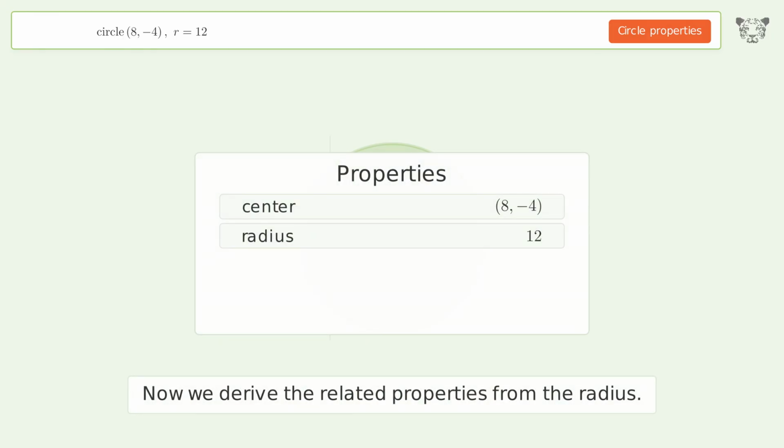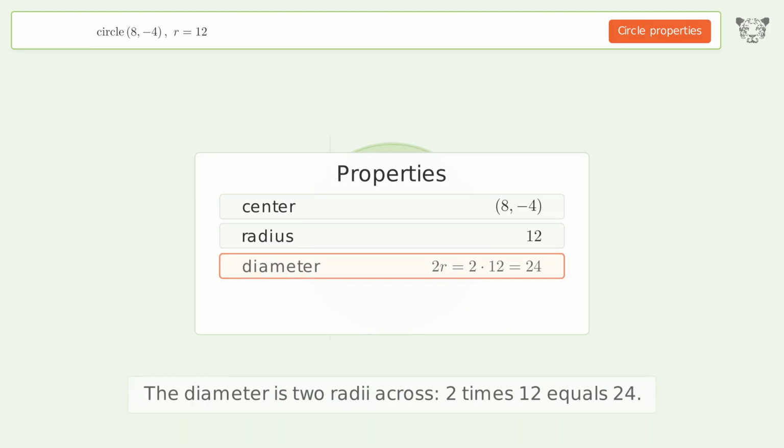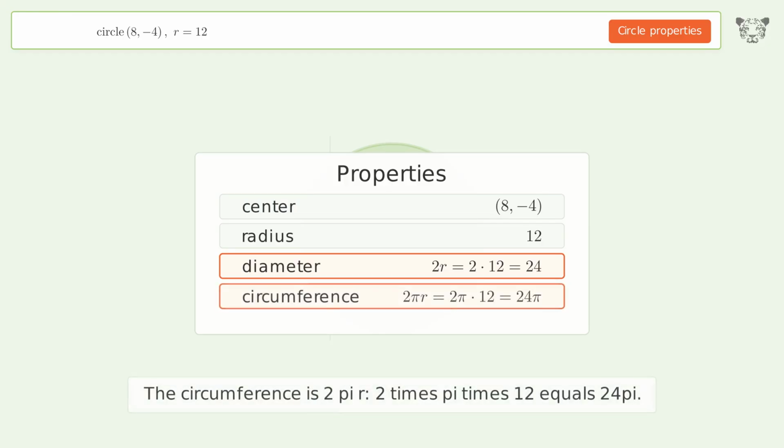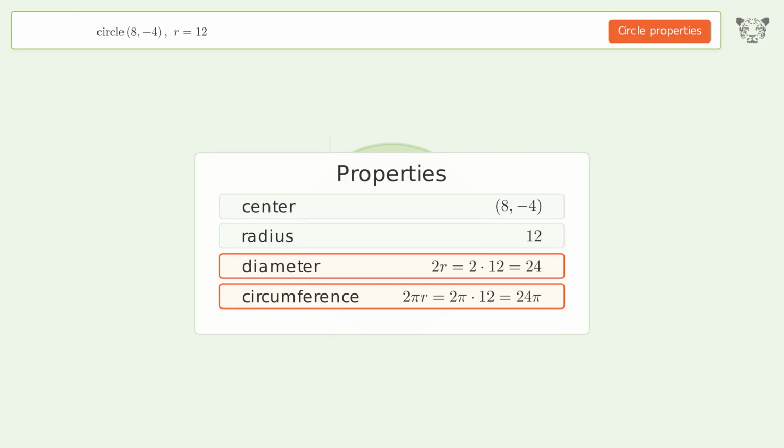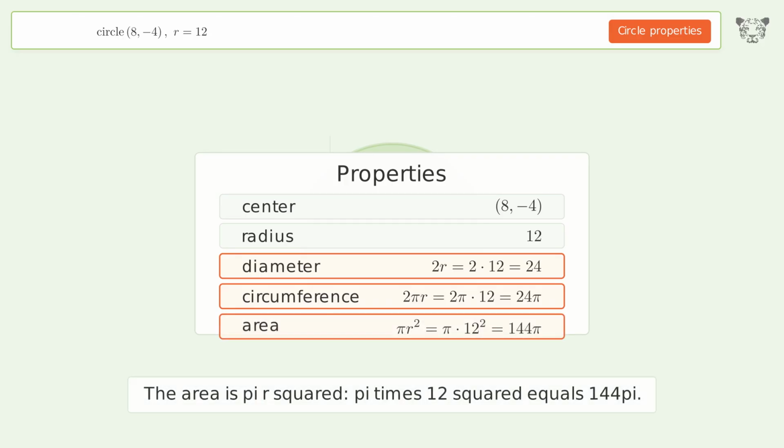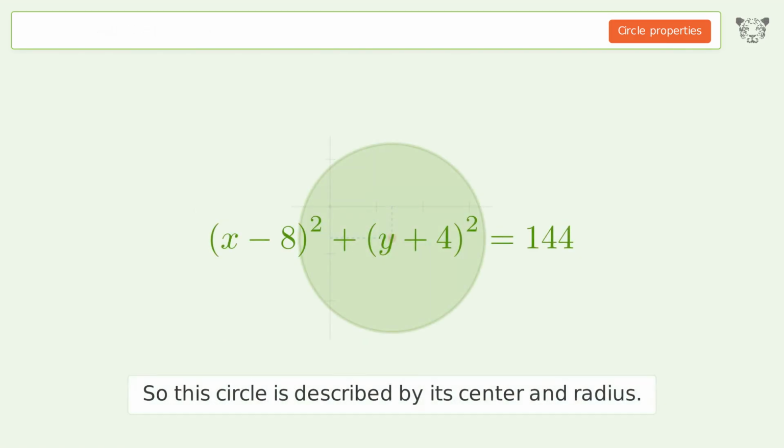Now we derive the related properties from the radius. The diameter is 2 radii across, 2 times 12 equals 24. The circumference is 2 pi r, 2 times pi times 12 equals 24 pi. The area is pi r squared, pi times 12 squared equals 144 pi. So this circle is described by its center and radius.